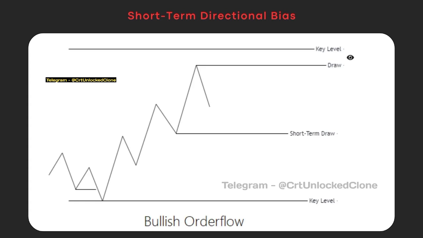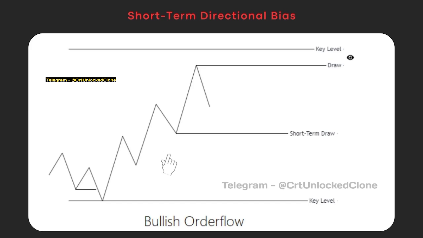So in this case right here, you can see that we almost reached the drawn liquidity which is higher, which is this key level above us, right? But what happened is that we came down lower a bit and now we're here. Now, if you didn't know about short-term drawn liquidity, then what you would have done here is straight away looked for longs from here. But since you are aware of it, you know that our first and immediate drawn liquidity, which is known as the short-term drawn liquidity, is this low right here.